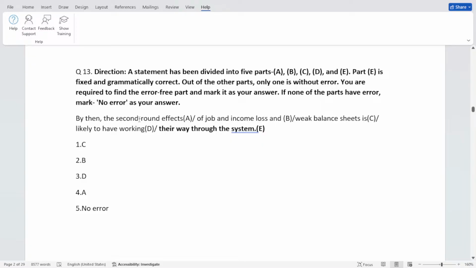By then, the second round effects of job income loss and weak balance sheet is likely to have working their way through the system. So these are the statements, 5 segments given. Accordingly, what will be the correct answer? We have to see which one is without error. So A is the correct answer. In that, no error is there. Second round is a compound objective, which modifies the effect. Accordingly, statement A is the correct answer.